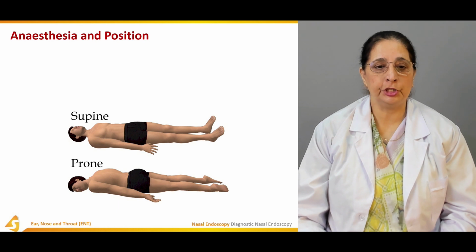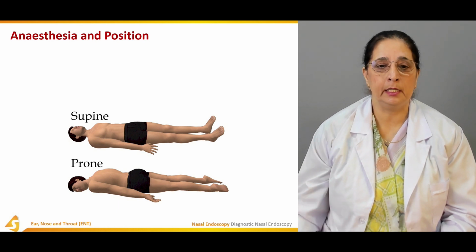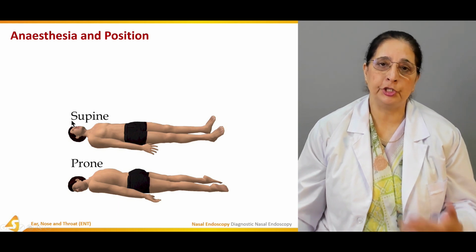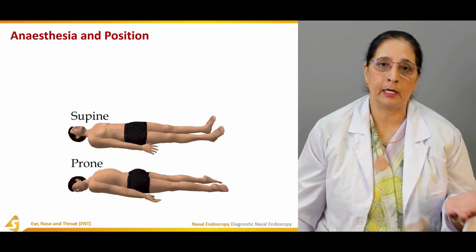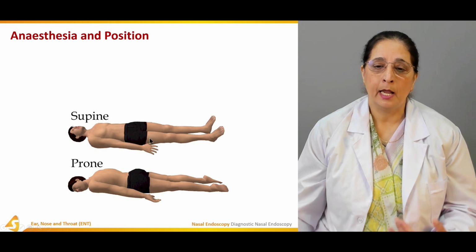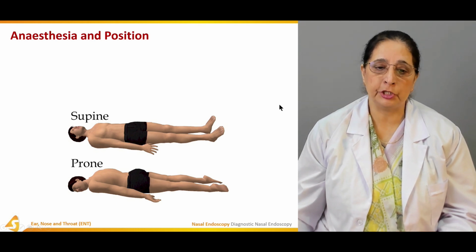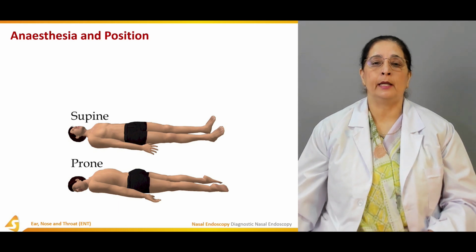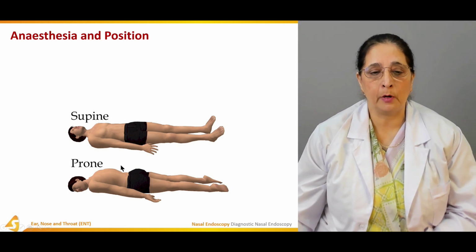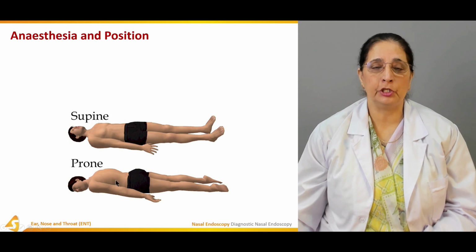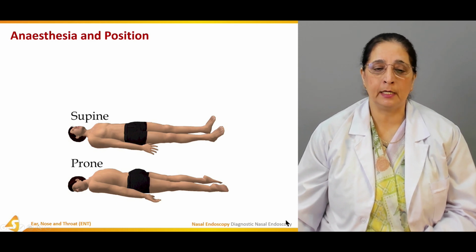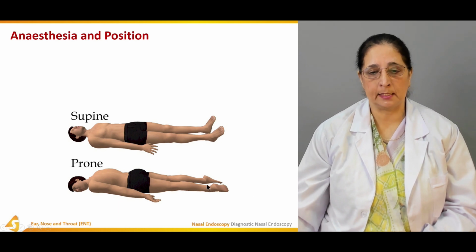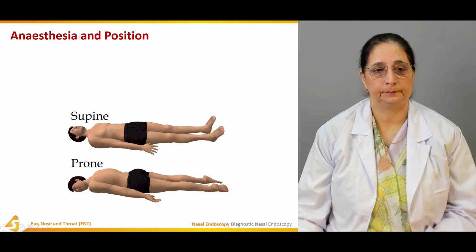Now the anesthesia and position. The usual position is the supine position. The patient is on the back with face upward, and that's the most common position used because the face is up and the procedure can be easily performed. This is the prone position: the patient is on the stomach with face down. So this is the supine and this is the prone position.